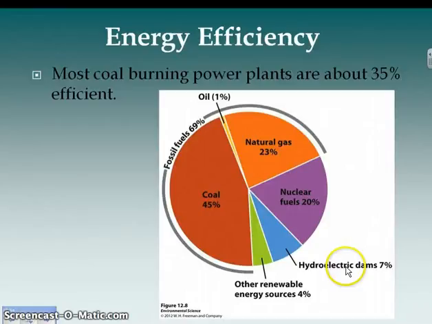We can see here that this graph shows us the fuels that are used for electricity generation in the United States. Almost half are coal power plants. There's also natural gas, a little bit of oil, but also nuclear.